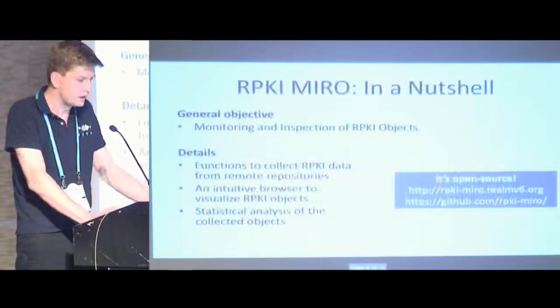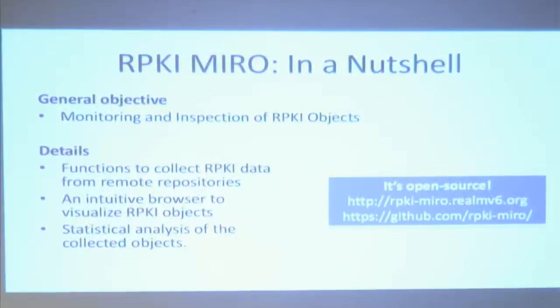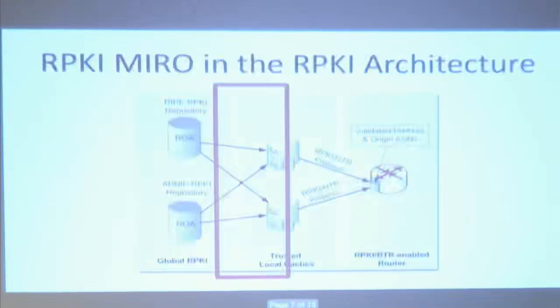In contrast to existing dashboards, this all happens in near real time. And the second tool I want to briefly talk about is RPKI MIRO. RPKI MIRO is a monitoring and inspection tool for RPKI objects, which means it collects all RPKI objects from the distributed repositories. That's the back end. There's also a front end that gives you an intuitive view into the RPKI objects, and there's also a statistical analysis engine. Again, it's open source and publicly available. So again, a brief look at how this is placed in the RPKI architecture: it is between the cache server and the distributed repositories.